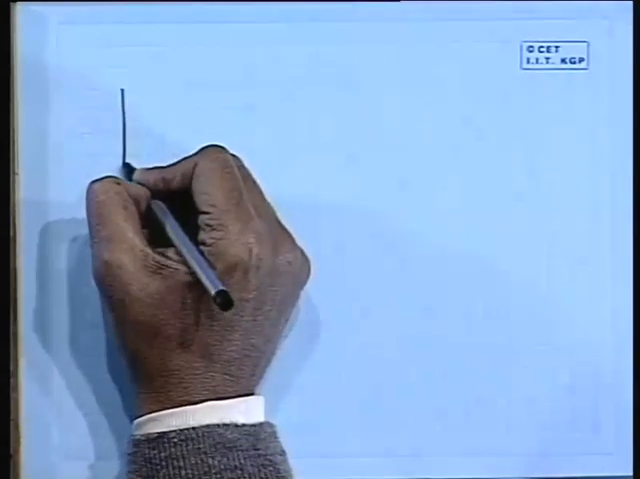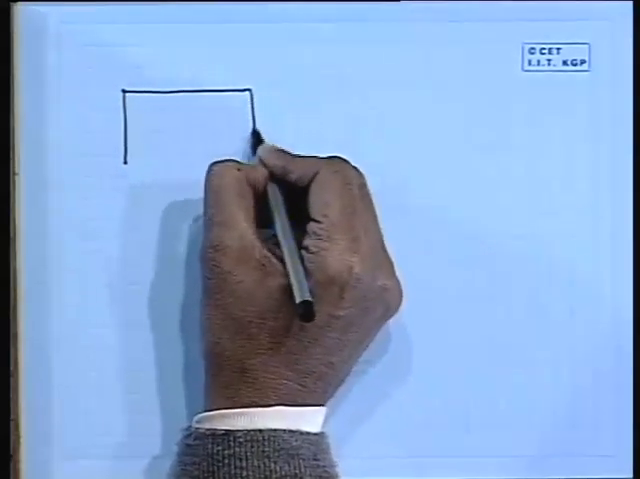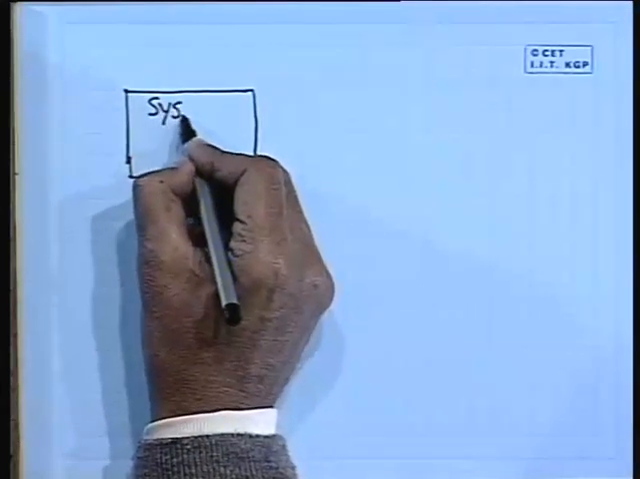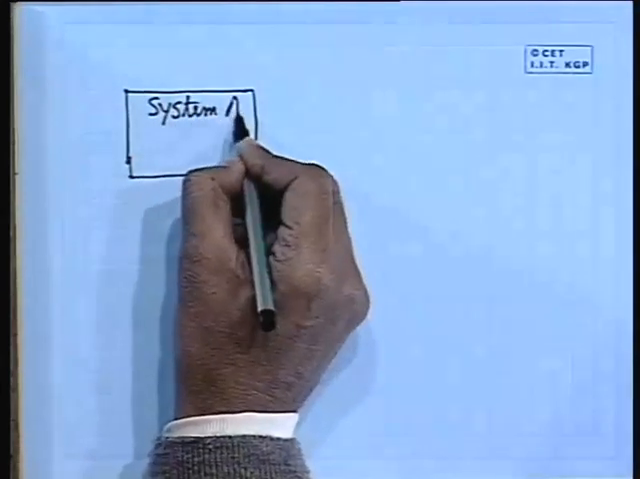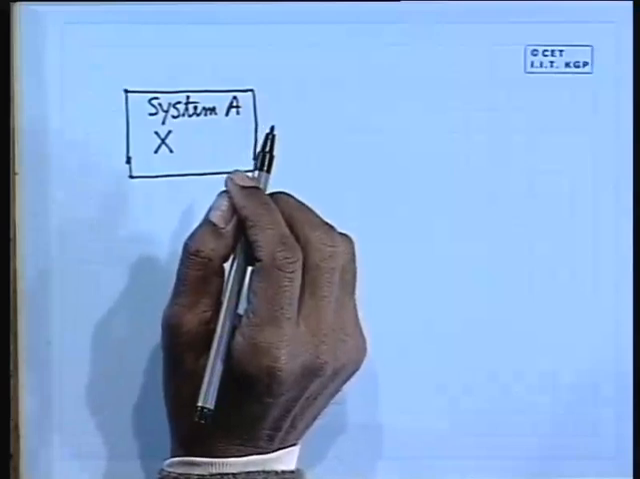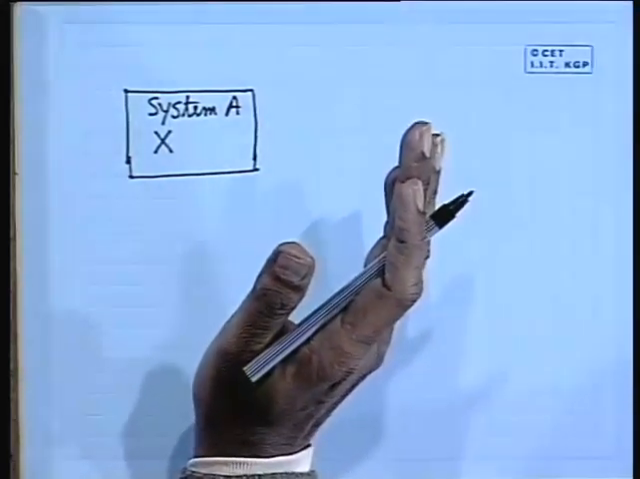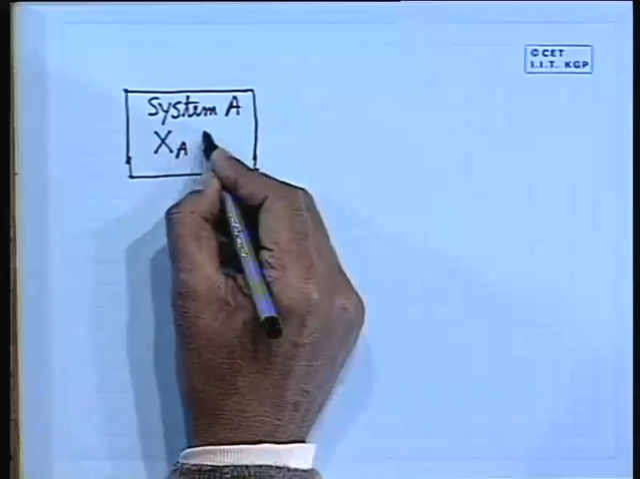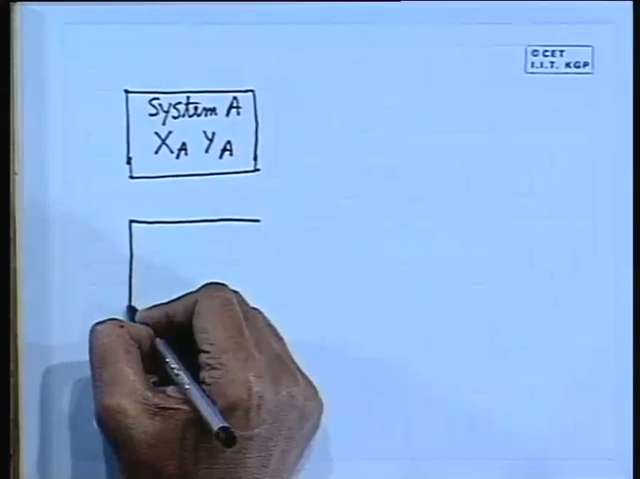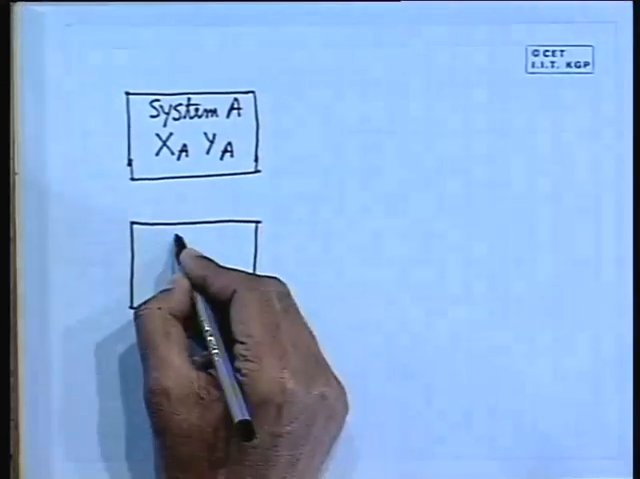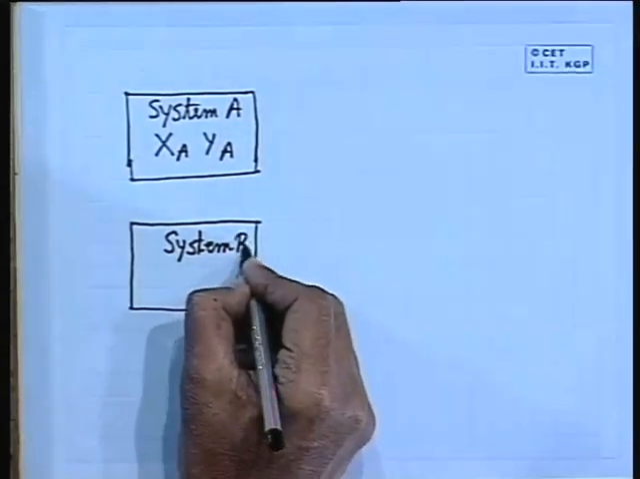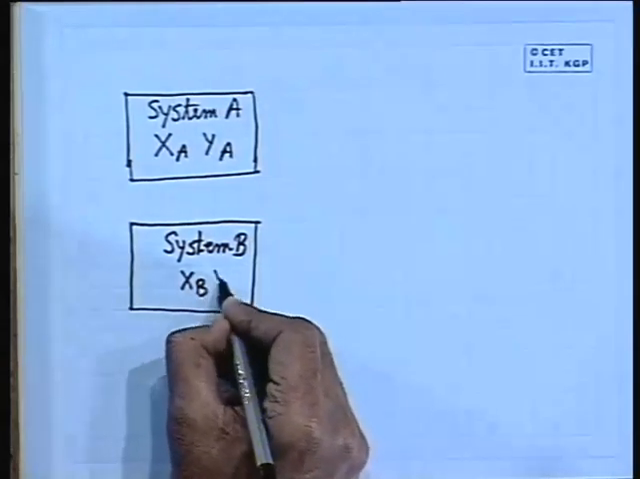Let us consider two systems. One is system A. Let us consider this system such that it can be characterized by two independent intensive properties, that means a single component, single phase system, XA and YA. And let us have another system which can be defined by any two such independent properties to define its state, that is XB and YB.